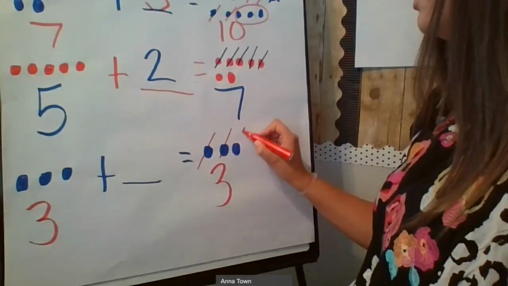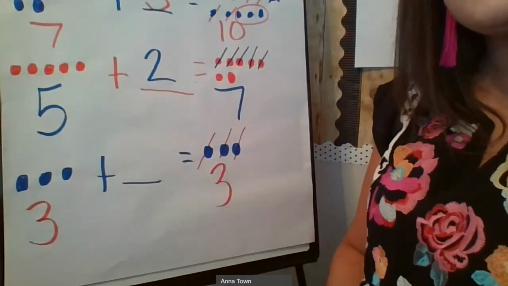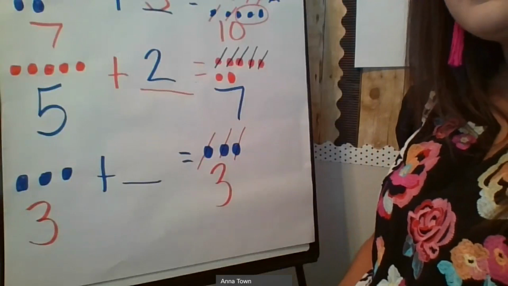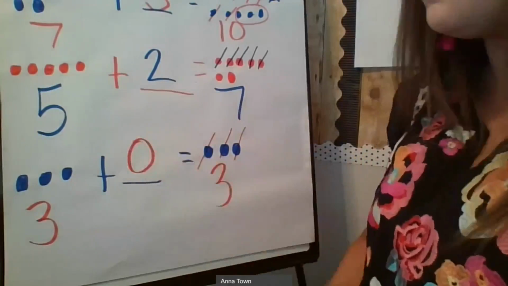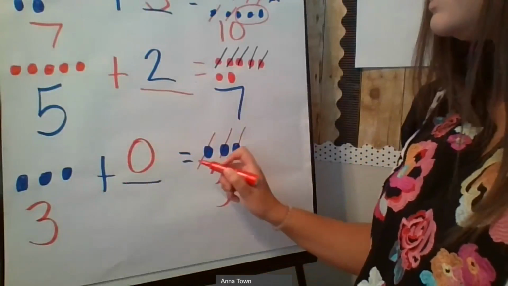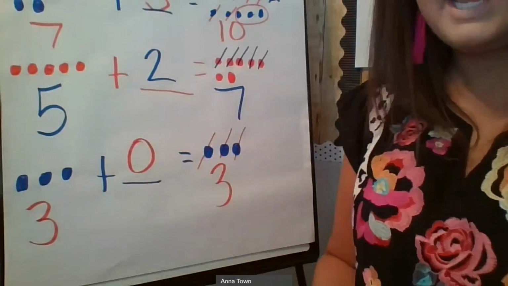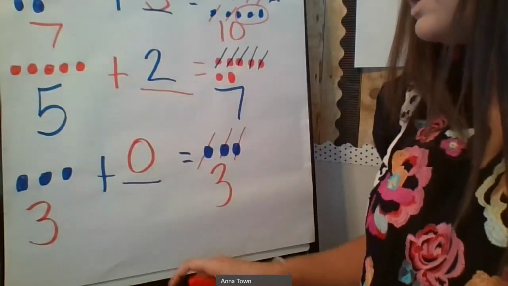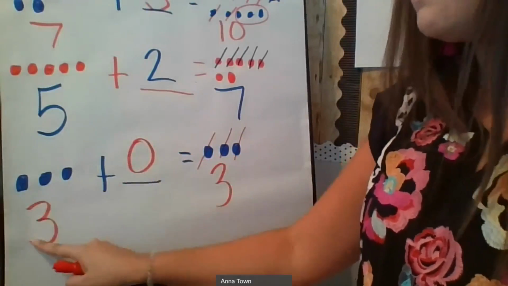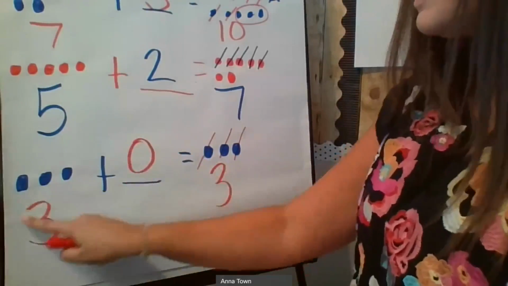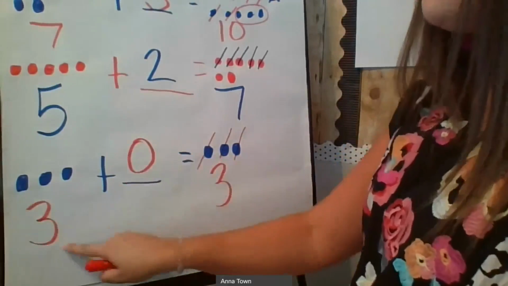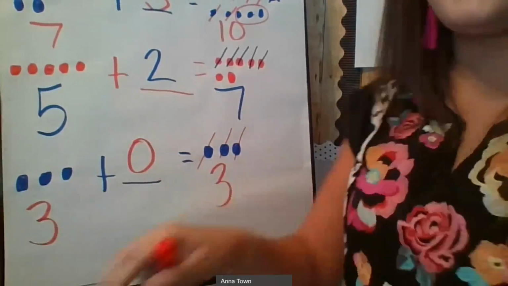1, 2, 3. Boys and girls, do we have any counters left? No, so we are adding 0, nothing to that number. 3 plus 0 is 3. Remember, anytime you add 0 to a number, it is the number that is already there. Just like our first addend is our sum. 3 plus 0 is 3.